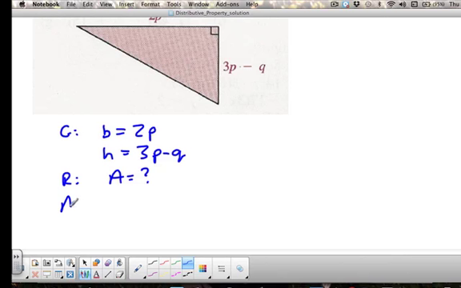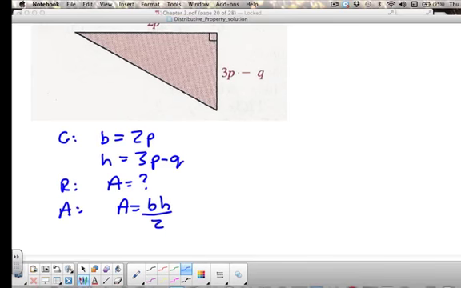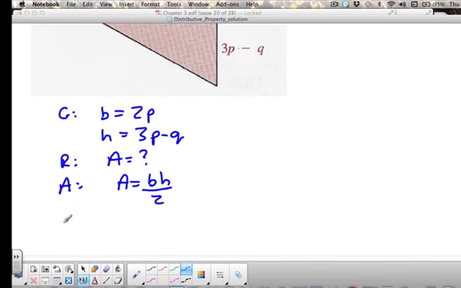So we're going to apply a formula, which is area is equal to base times height divided by 2. Now we substitute in and solve, which are our last two steps in our problem solving method. So we sub in, the base is 2p times 3p subtract q, all over 2.